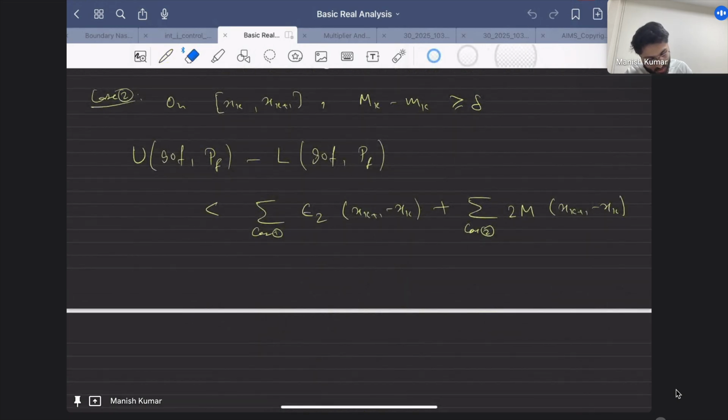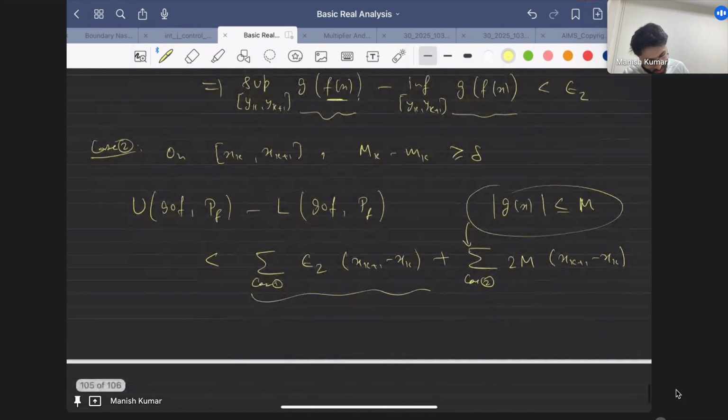So I've used this over here. Okay, so this I can make it, obviously this is less than this. I can say this is b minus a, and this would be some finite sum, so this would be some constant, let's say k1 times epsilon 2. So this I can make small, that is easy to do.